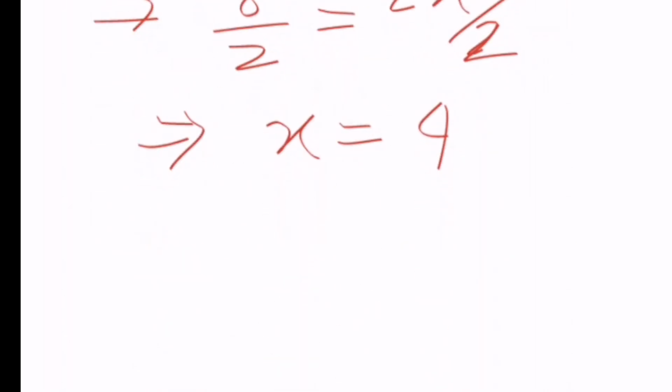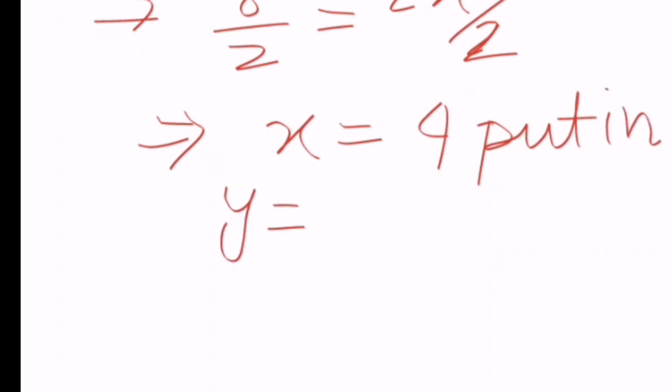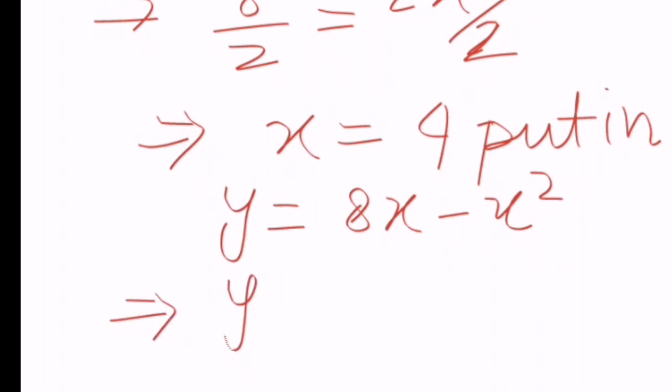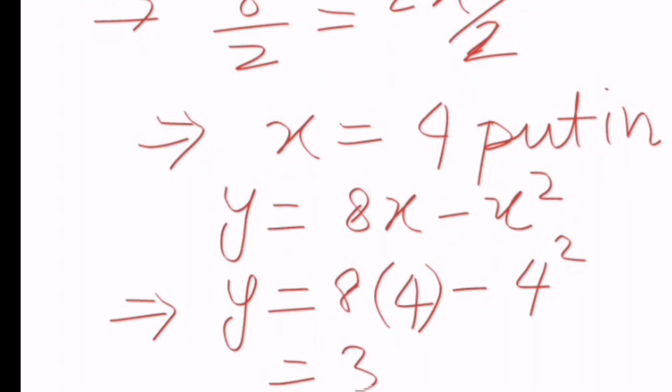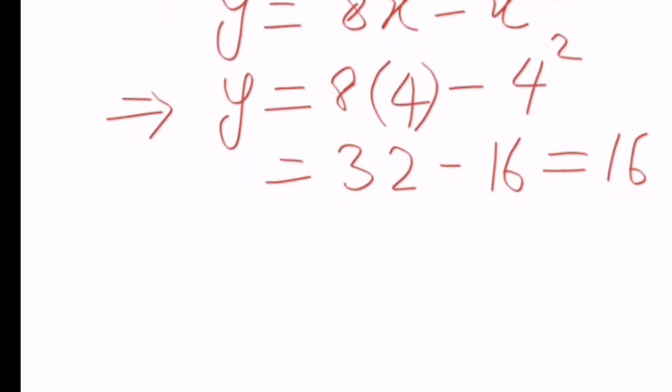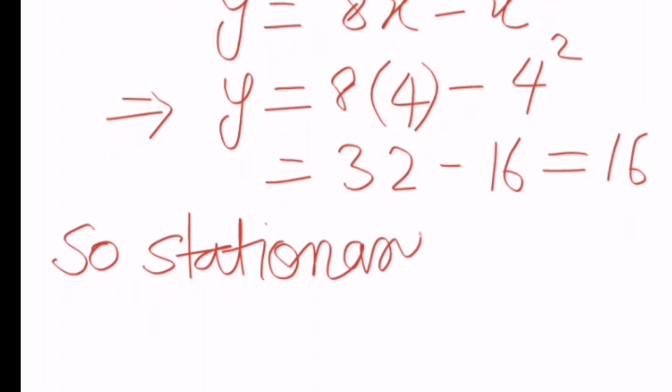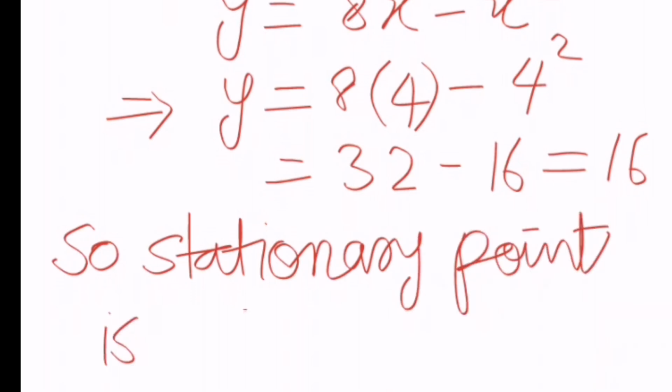We substitute this value in the equation of the curve, y equals 8x minus x squared. X is 4, so 8 times 4 is 32 minus 4 squared, which is 16. So finally it is 16. Hence the stationary point, with x and y together, is x is 4, corresponding y is 16.